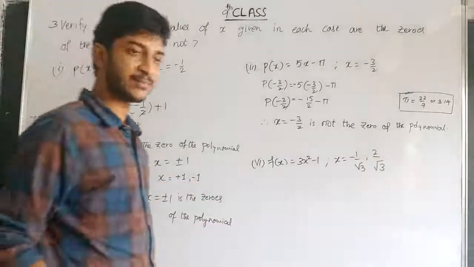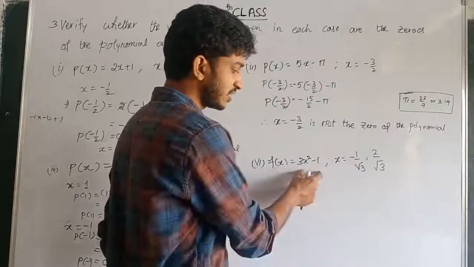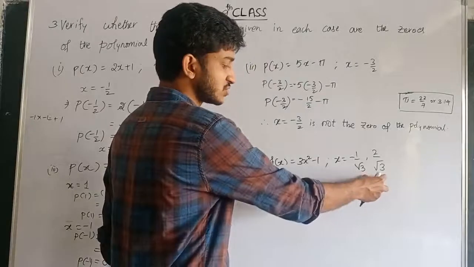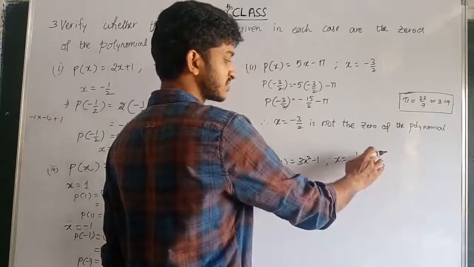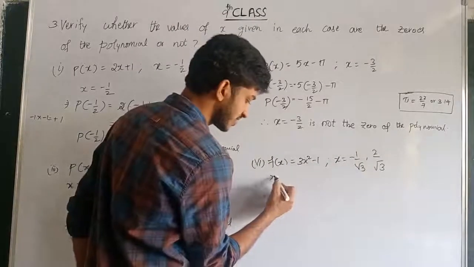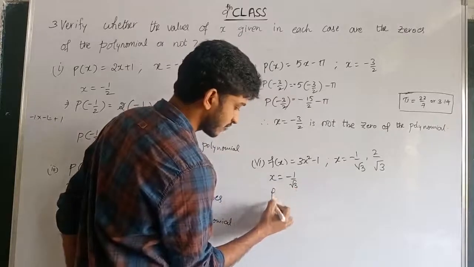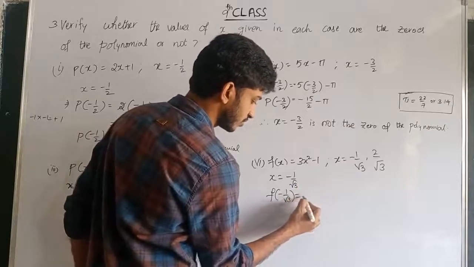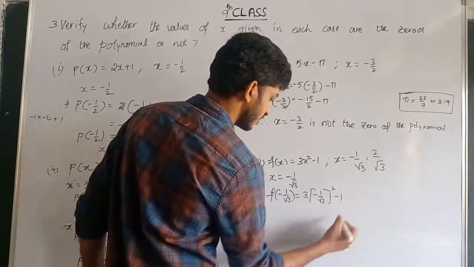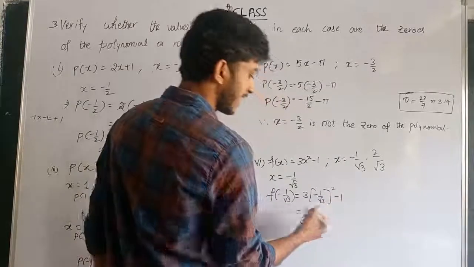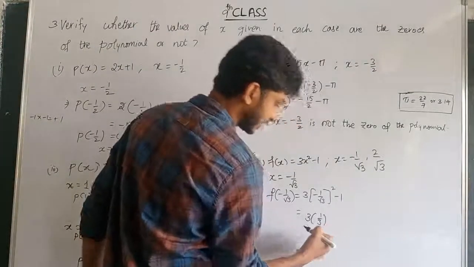Okay. Now see the fourth problem. F of x equal to 3x square minus 1. We have to check whether these two values are the zeros of the polynomial. So one is x equal to minus 1 by root 3 and the next one is 2 by root 3. First I am checking at x equal to minus 1 by root 3. Then f of minus 1 by root 3 equal to 3 into minus 1 by root 3 whole square minus 1. That is equal to 3 into minus 1 by root 3 whole square. So it equals 1 by 3.